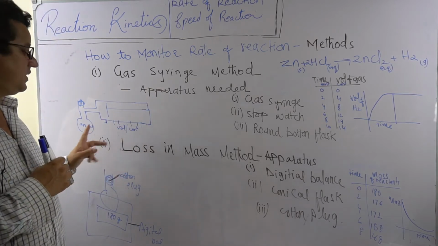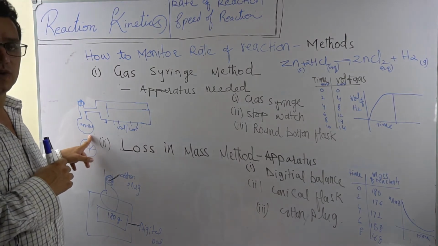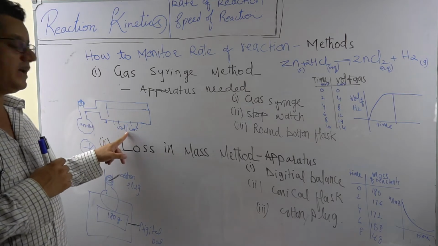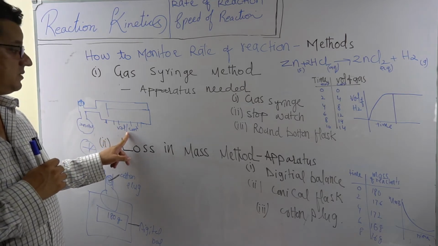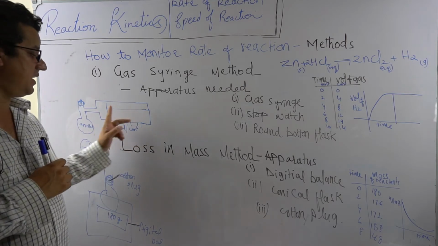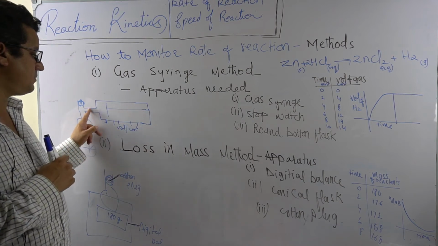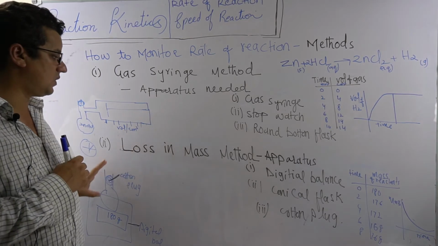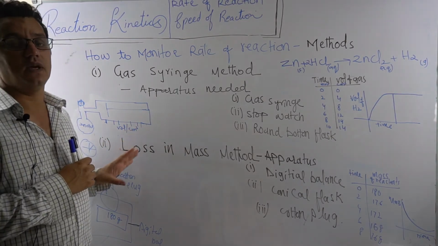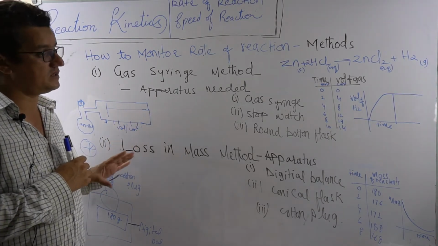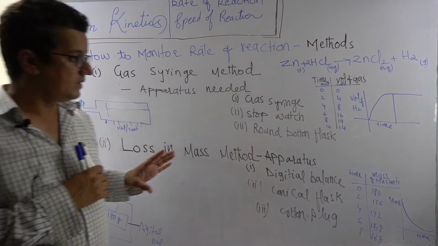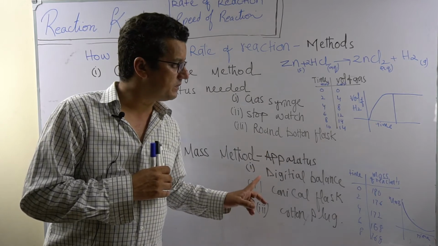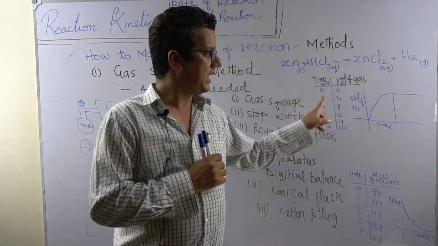A little drawing: the flask may be a round bottom flask mostly, or a flat bottom one, and it is closed from here, and the gas syringe measures in centimetre cubes, and it has an easy, soft plunger. When the gas is being produced, it comes right here, and you'll find the plunger moves backward. You can use the stopwatch to find out how much time the gas syringe has taken to reach the filling level. Okay, so the gas syringe is needed, a stopwatch is needed, and a round bottom or flat bottom flask.